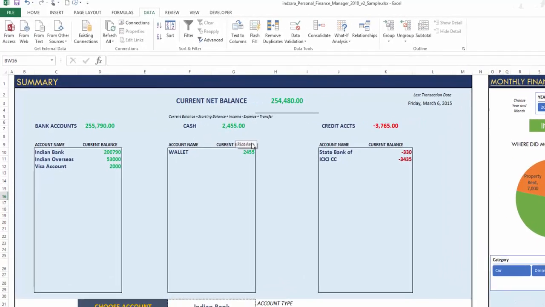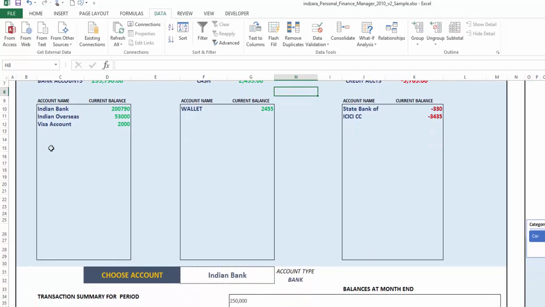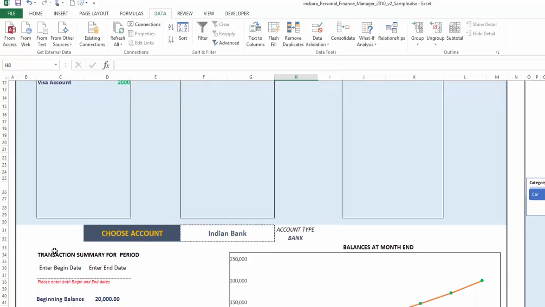This is the first sheet in the report. This shows you the current net balance that you have of all the accounts together, and you can see your bank accounts balance, cash, and credit accounts. And it lists up to 20 accounts here.